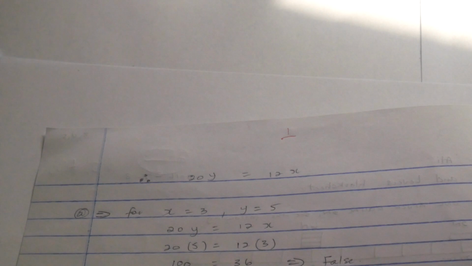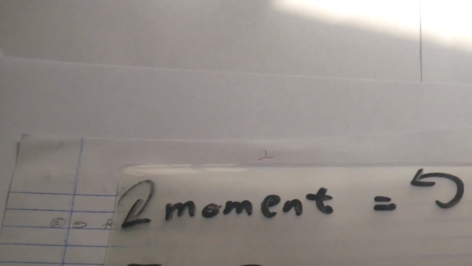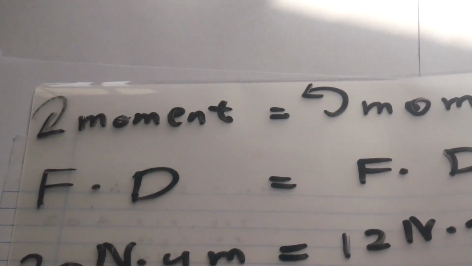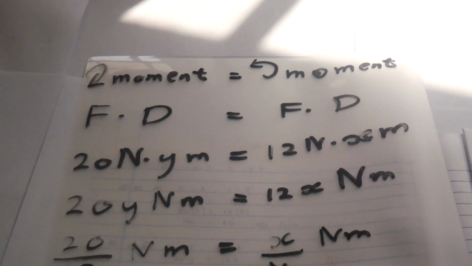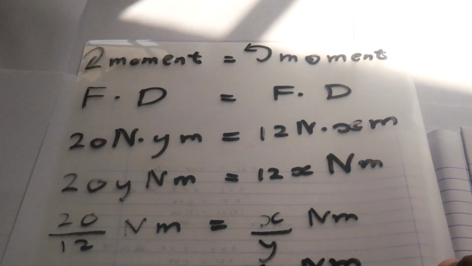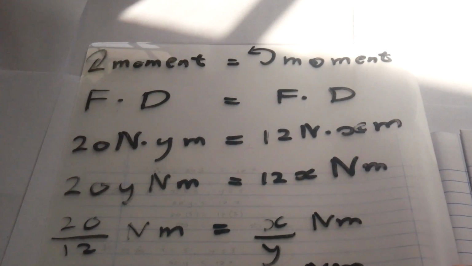Alright, therefore 20y is equal to 12x. Now with 20y is equal to 12x, whenever you work it out, you can do a substitution right there, and what you would end up with is this. This is what you did. 20y newton meters is equal to 12x newton meters.